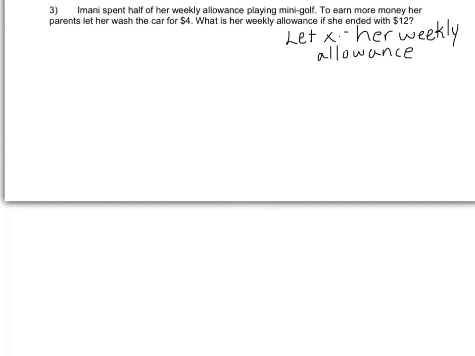And I took that right from the end of the question. Usually our let statement comes right from the last question that is asked in the word problem. So her weekly allowance is going to equal x. So that's what we're going to start with as we go to write her equation. Okay? We know that she spent half of her money playing golf. So we could divide whatever her weekly allowance is, divide that by 2.